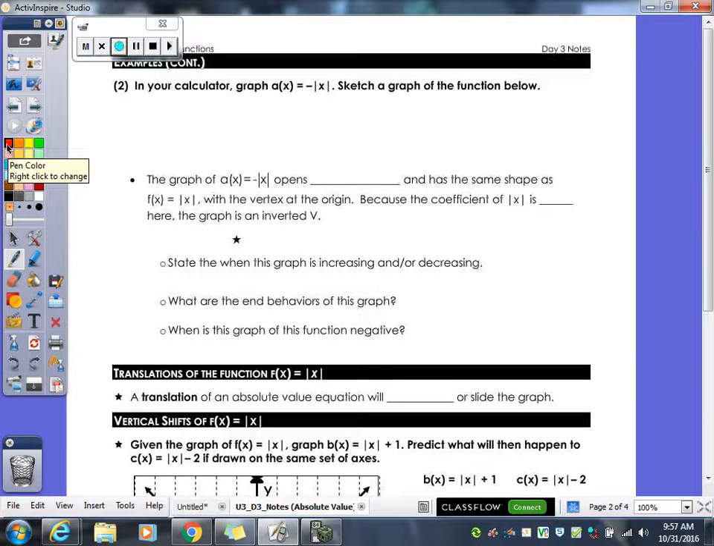All right. So in your calculator, I want you to type in quickly negative absolute value of x, and we're just going to sketch the graph, so we don't need to get a table for that. So under your y equals, you're typing in negative absolute value of x. So again, a sketch does not have to be 100% accurate. It is just a sketch. So when we put that negative sign out in front, what happens to our graph?